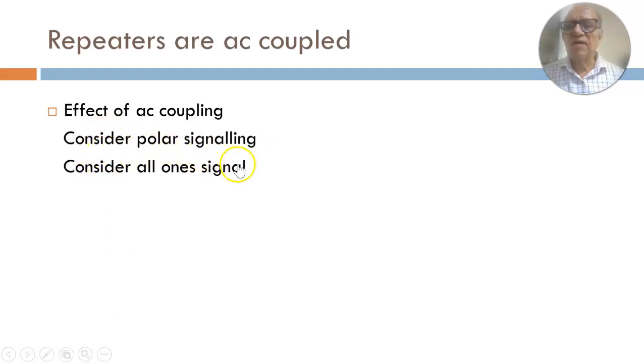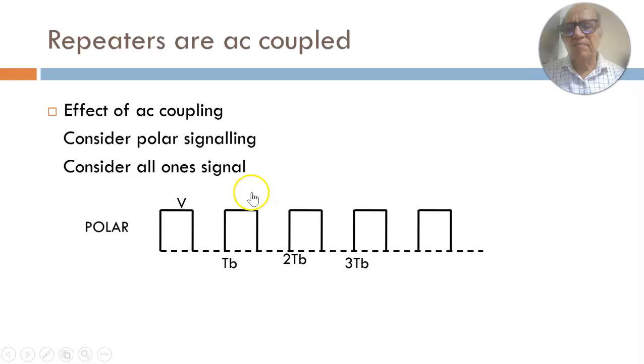Now consider a polar signaling method, and of course the information carrying signal, as we have said time and again, is a random signal. But for the purposes of study right now, let us assume that we have a signal consisting of a large number of ones first. So how will the polar signal look? It will look like this. Remember, 1 is coded by a positive pulse. So 1, 1, 1, 1, etc. And this is a half width pulse.